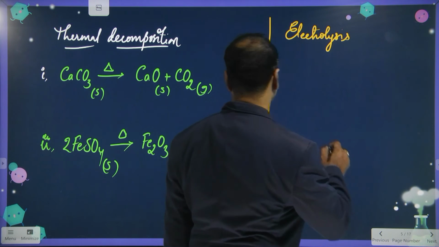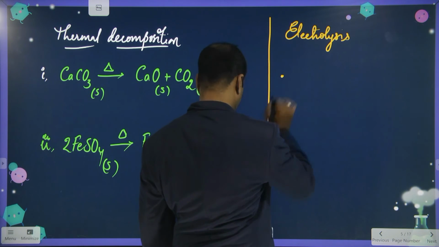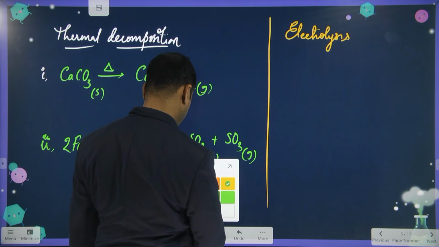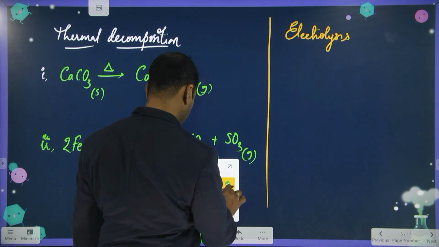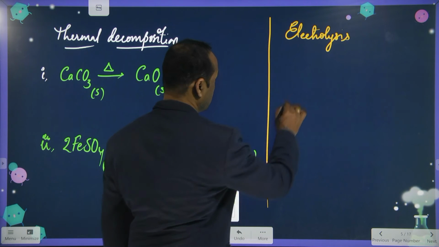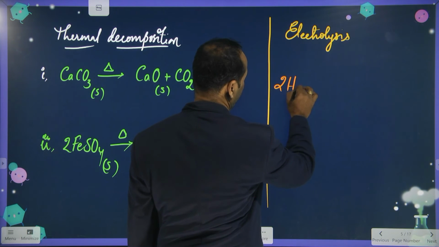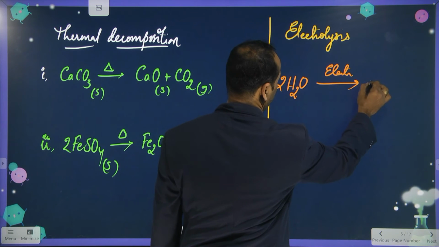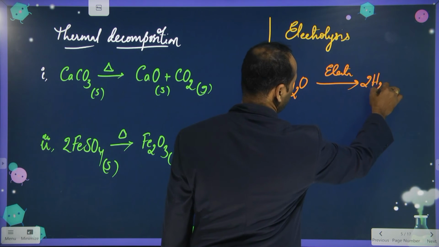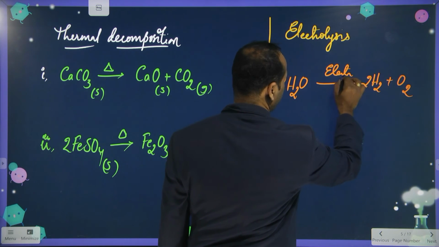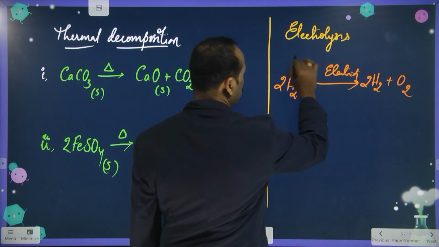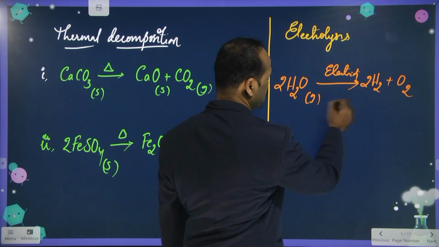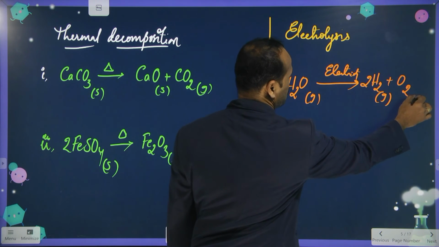And the example is water. If we take water and pass electricity, 2H2O, passing the electricity, then what happens? It splits into 2H2 plus O2. So here, by passing electricity, one reactant is decomposing into 2 products. Hence, this is called electrolysis. Is this clear to you?